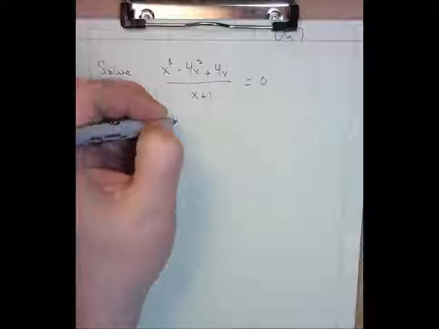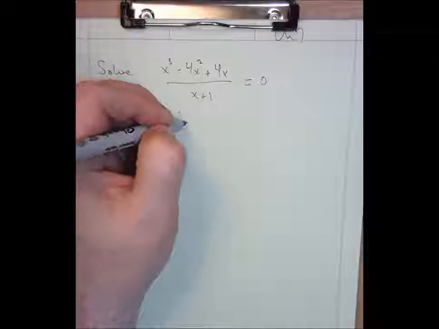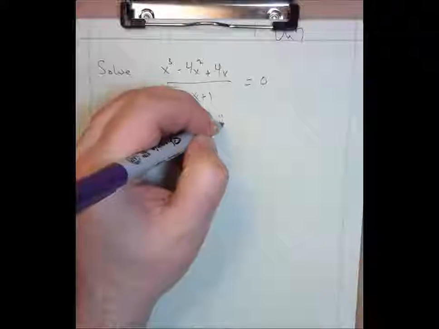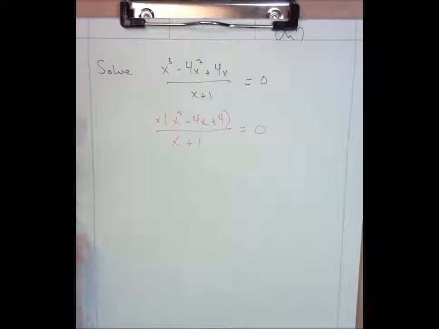So what I'm going to do here is factor out that leading x, because there's an x in every term of the numerator. So I'll leave behind an x squared, a minus 4x, and a plus 4. And all of that's divided by x plus 1, and all of that mess is still equal to 0. Don't drop the equal 0 off. It's part of this expression.